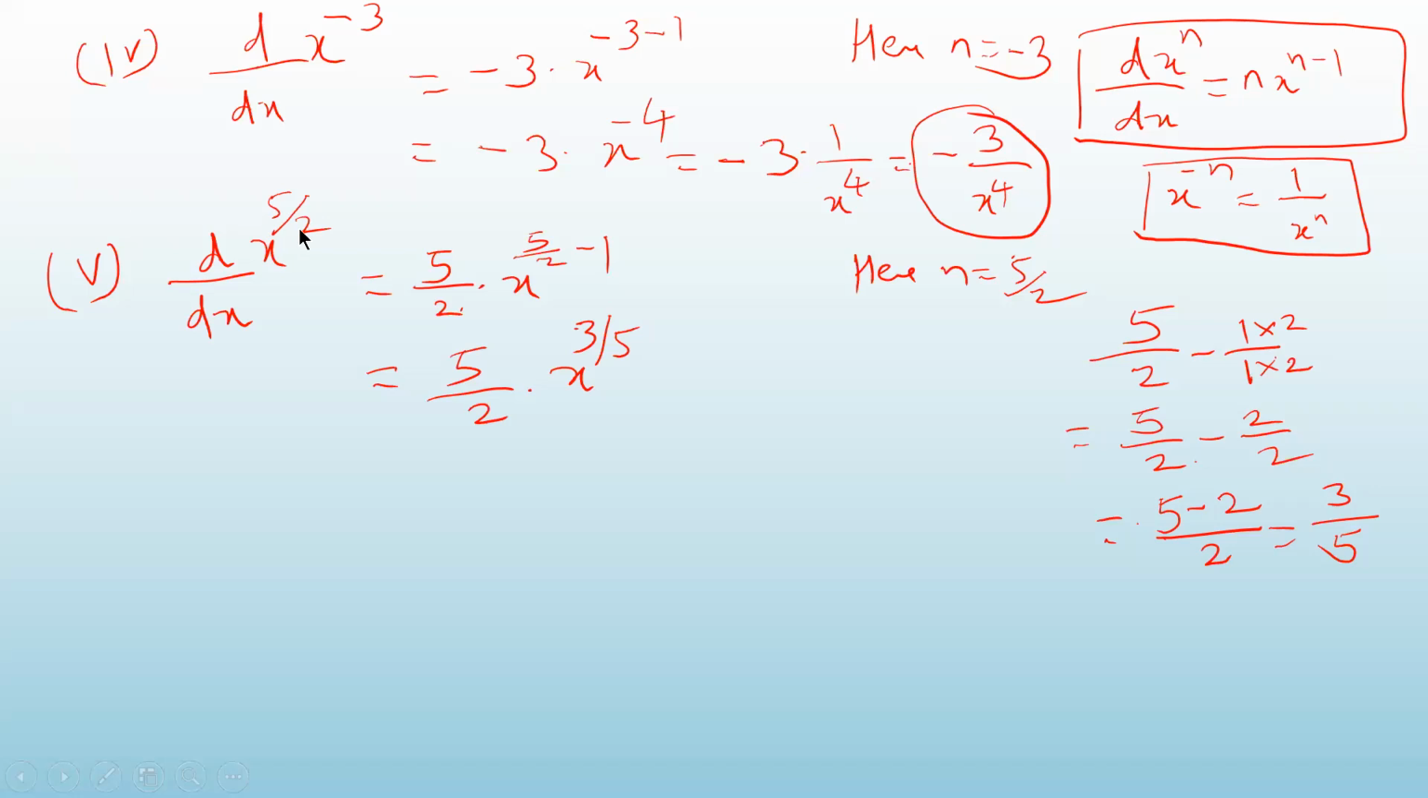Yes, ma'am. Denominator 5, how did 3 upon 5 come? Oh, it is 2. Yes. It is 2. It was by mistake that I wrote that. It is 2.